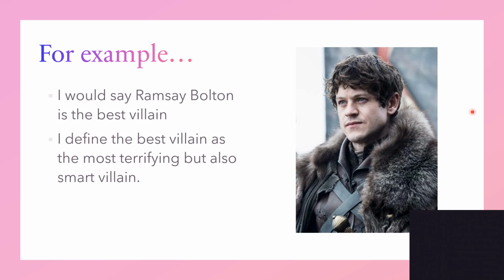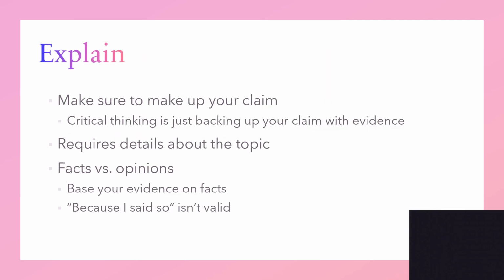So in your high school classes is probably where you ended with a lot of, all right, I said my opinion, here we go, moving on. But in college, we're using critical thinking, so we need to explain our answers and explain why we think our answer is correct. So we're gonna go into why Ramsay is the best villain, what makes him the best villain, and why we think we're right and the other options were wrong. So our next step is gonna be to explain, to expand it. We need to make sure we're backing up our claim.